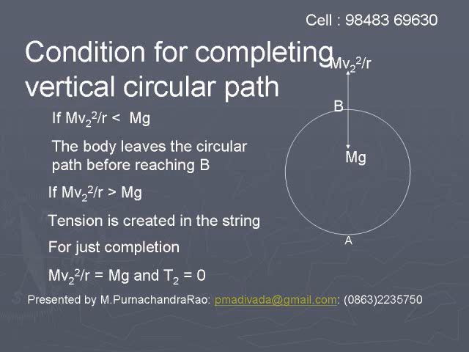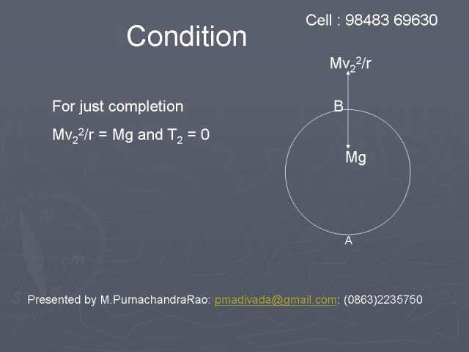The minimum velocity required for completing the circular path is when Mv2 square by r is equal to Mg. Then the body will not leave the circular path and the tension will be 0 at this position. For just completion of the circular path, Mv2 square by r must be equal to Mg. Hence, m gets cancelled, v2 square is equal to rg, and v2 is equal to root rg.